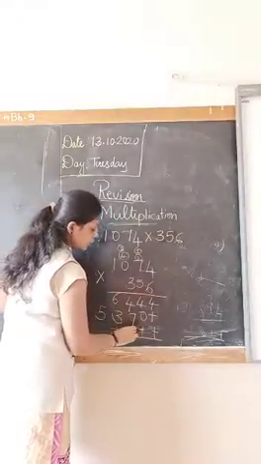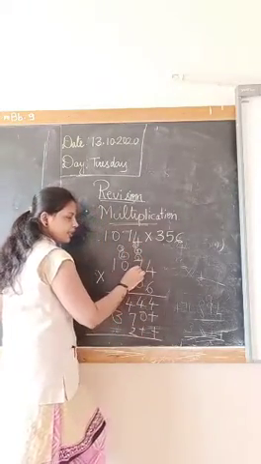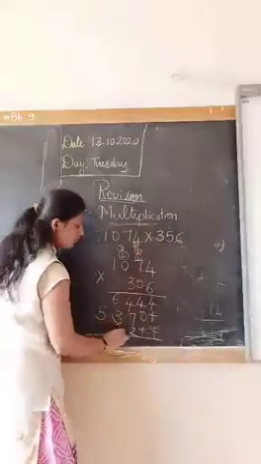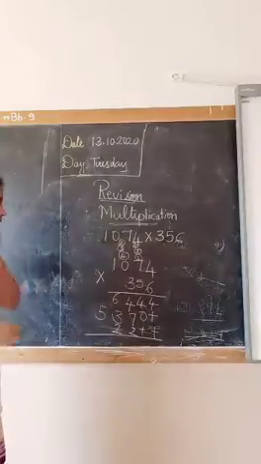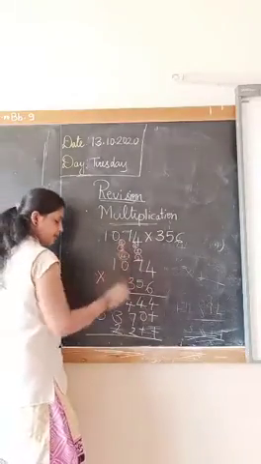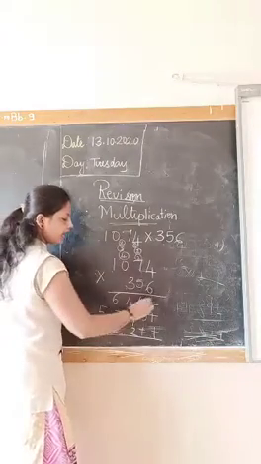3 fours are 12, 1 carry over. 3 sevens are 21 plus 1 is 22. Okay, 2 carry over. Are you getting this? 3 zeros are 0 plus 2 is 2. 3 ones are 3. Now we have to add.